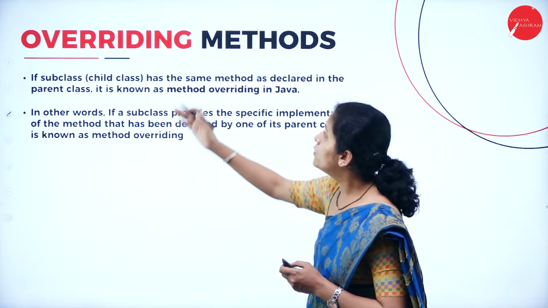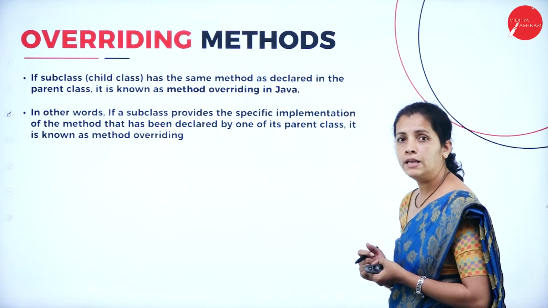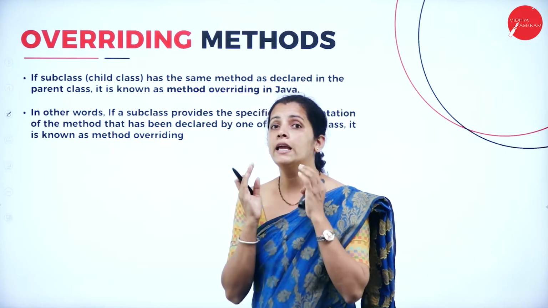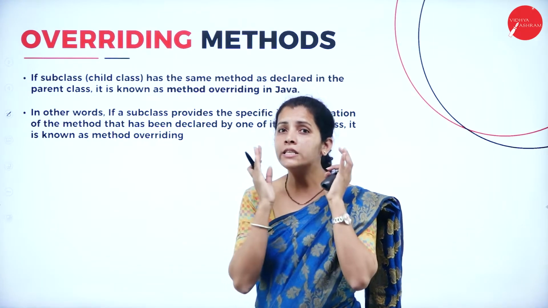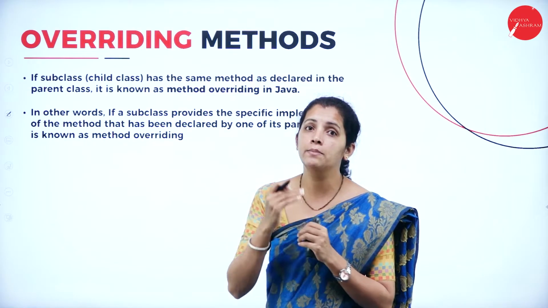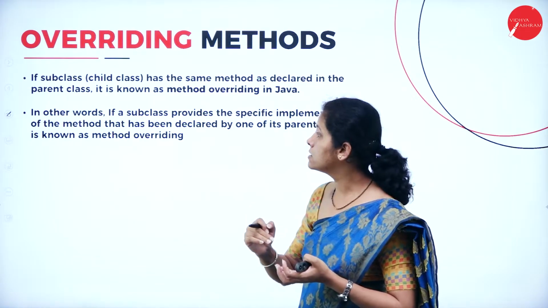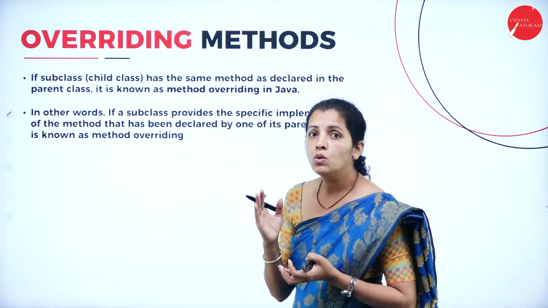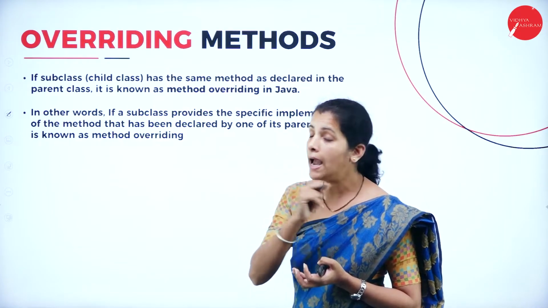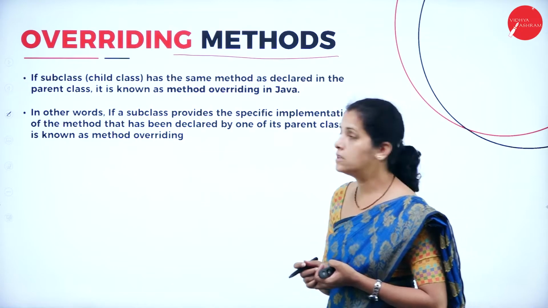Now I'm going to have overriding methods. That means if I consider the inheritance concept, I can use the same methods in both the classes, that is in my superclass as well as in my subclass. Now I want to override the superclass method. That can be done by using an overriding method.